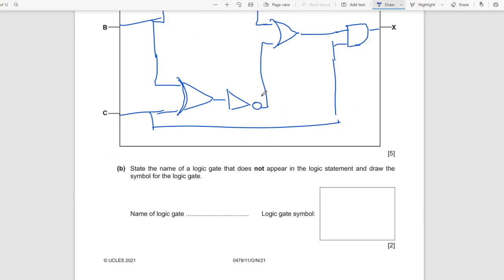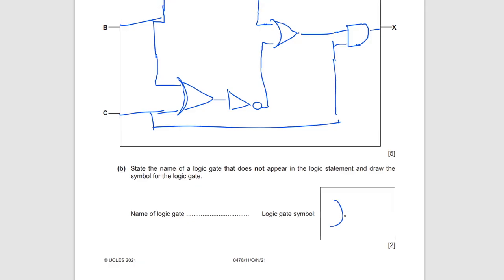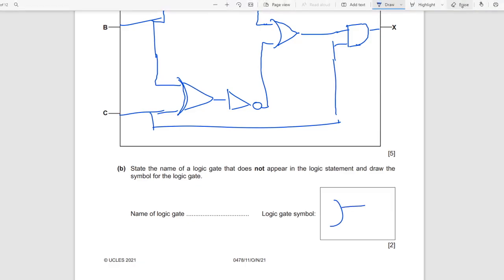It says state the name of a logic gate that does not appear in the logic statement and draw the symbol of that. So I think I've not seen a NOR gate, is it? And a NAND gate. So it's only telling us to draw one. Oh, oops, very bad drawing. So I'll draw the NOR gate.